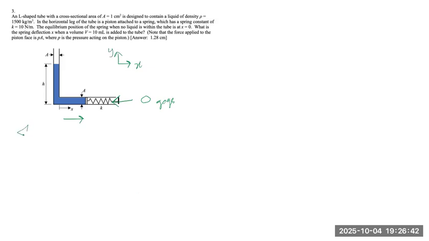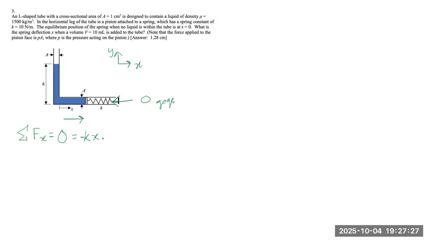So our force balance equation will be the sum of forces in the x direction is equal to 0, and it is equal to the force of the spring pushing back on this column of water, which is equal to negative kx, since it's pointing to the left by our sign convention. And we also have the force from the pressure caused by the column of water pushing on this spring.